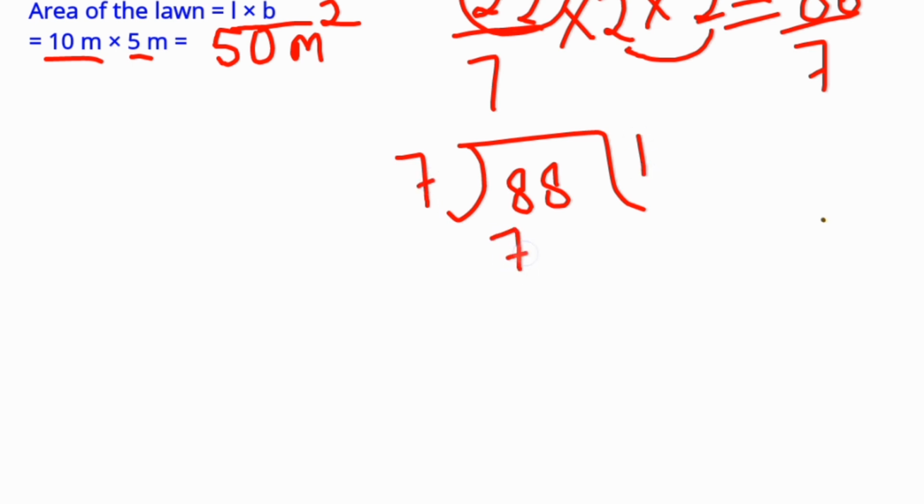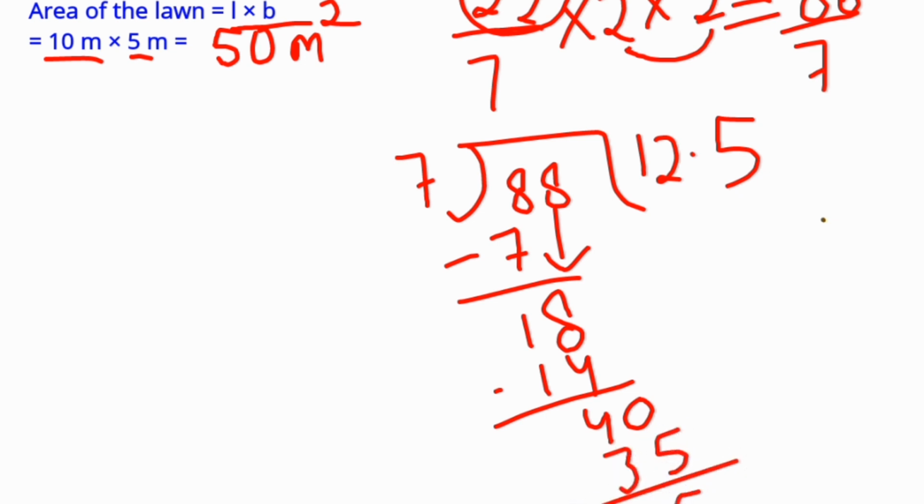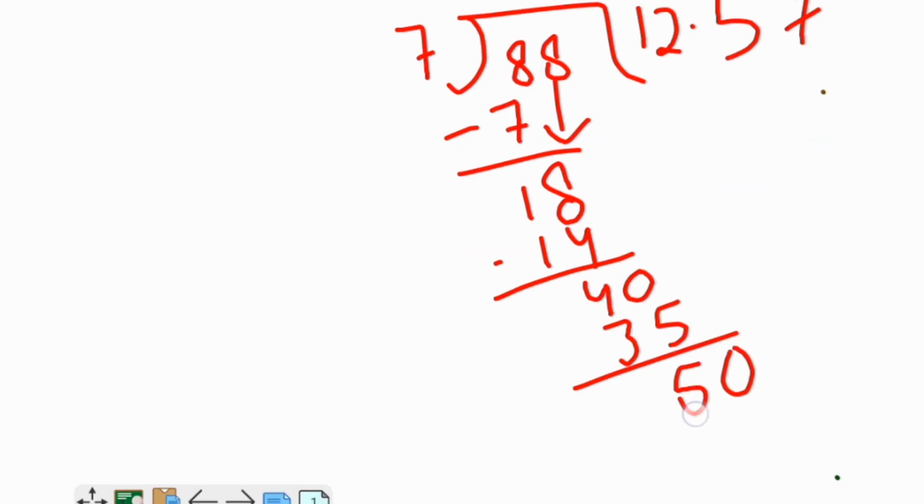7 ones are 7. 8 minus 7, 1. This 8 will bring downside. So 7 2s are 14. 18 minus 14, 4. We'll put decimal and 0 here. So 7 5s are 35. Then 5, then again you will put 0, then 7 7s are 49. 1 remainder. So 12.57 is the approximate area of the flower bed.